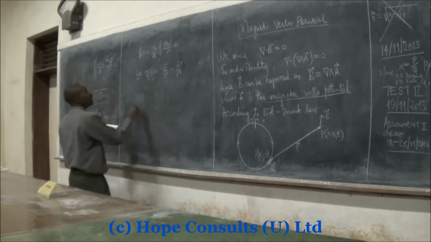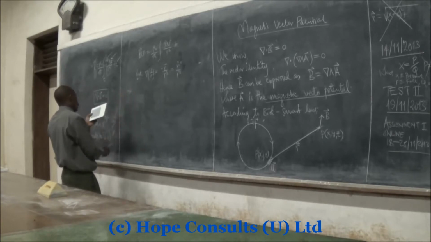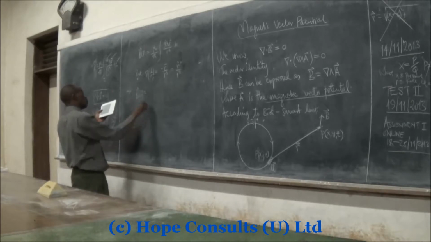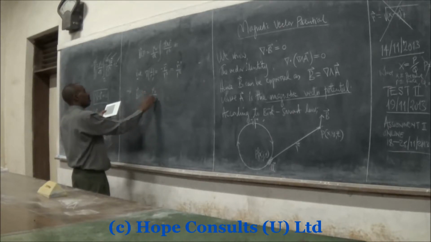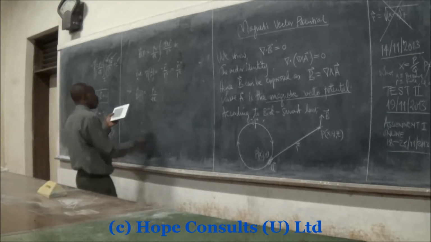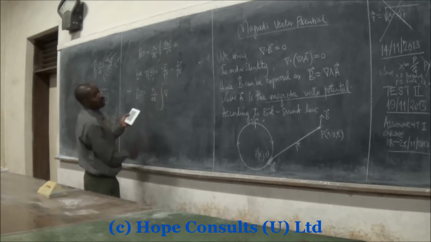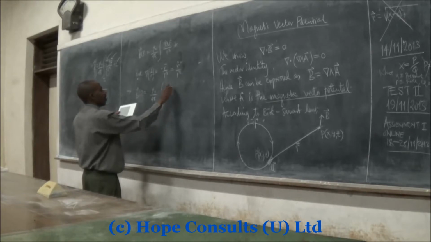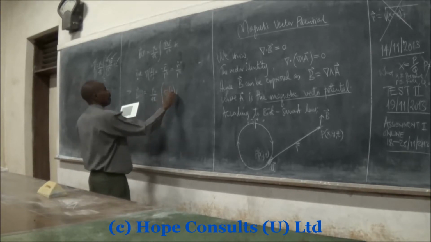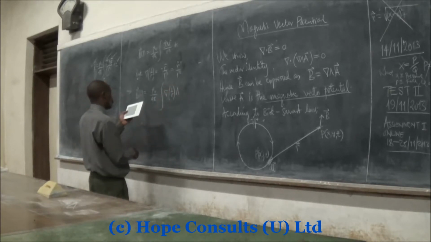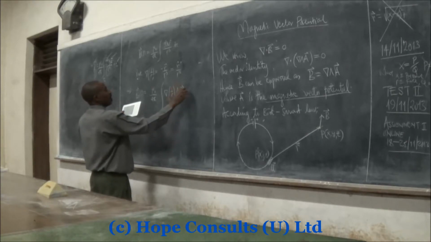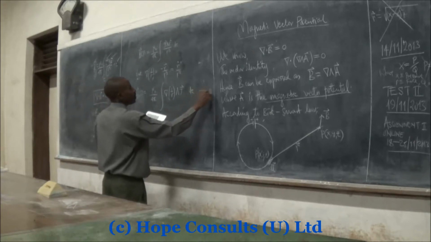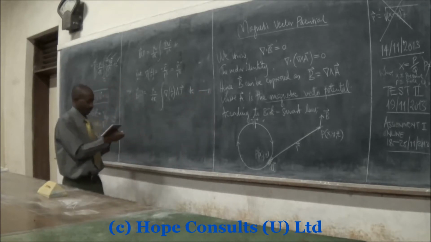And this would imply that B at P would equal to mu naught over 4 pi integral grad 1 over R cross J, the tau, and we can call this one our equation 1.